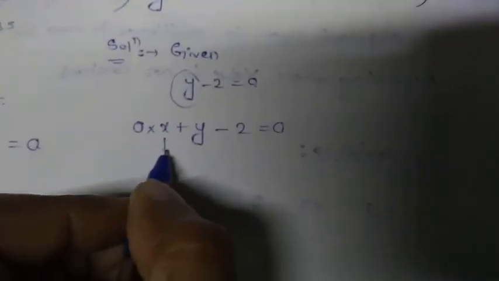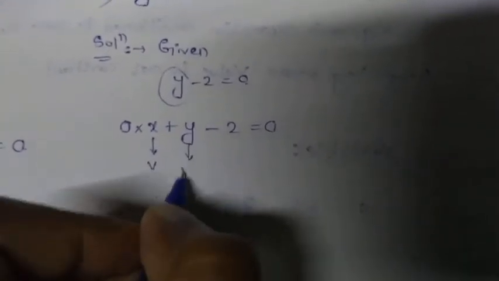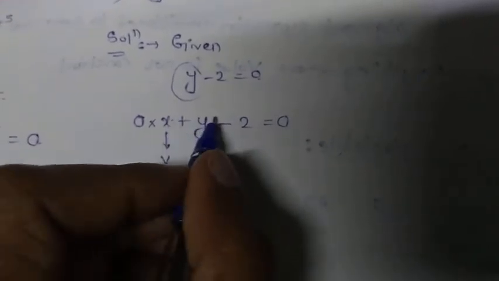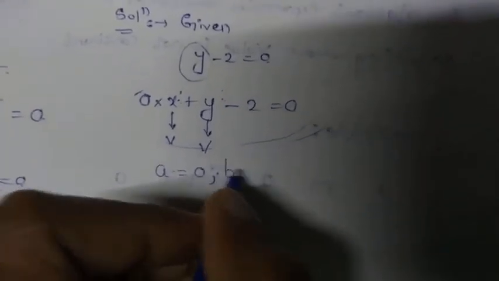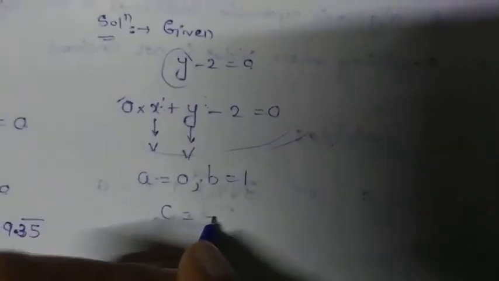Now we have two variables. X is also a variable, y is also a variable, and the highest power of the variables is nothing but 1. Now this is the linear equation in two variables, right? Hence on comparing, we get a is equals to 0, b is equals to 1 and c is equals to minus 2. So I hope the problem is clear.